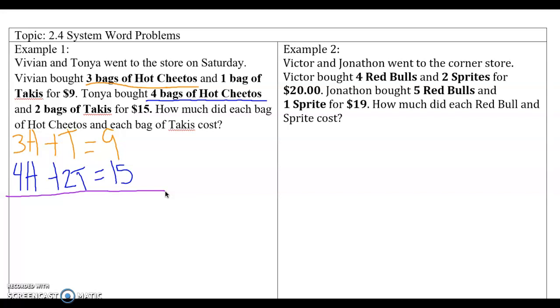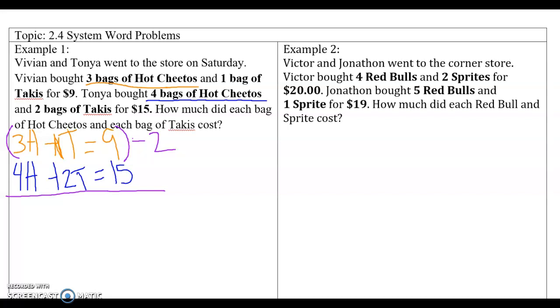Okay? So let's first look at H. I have a 3 and I have a 4. Well, I can't multiply 3 times a whole number to get to 4. So let's now look at the T's. I have 1T, so it might be helpful if we actually put the 1T here, okay? And then I have 2T.